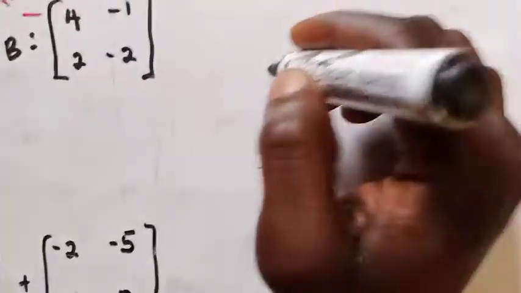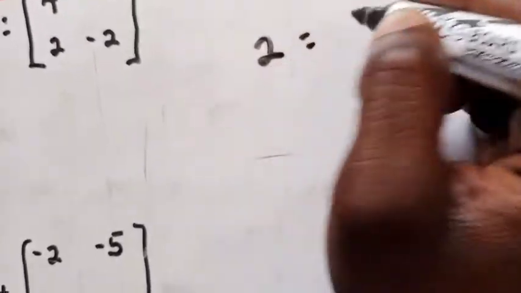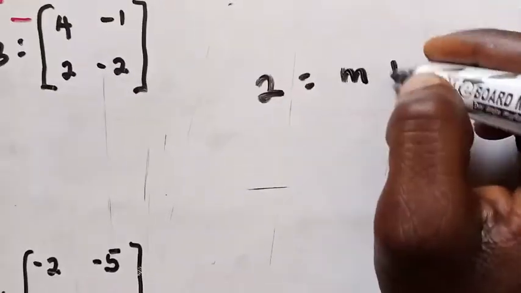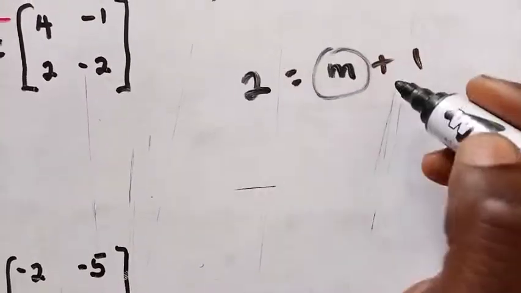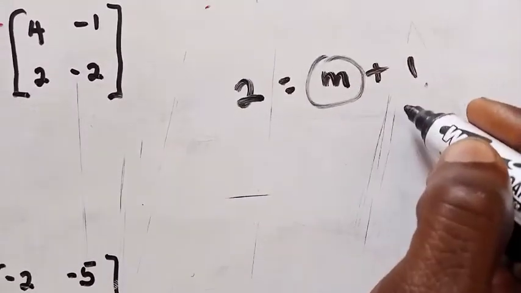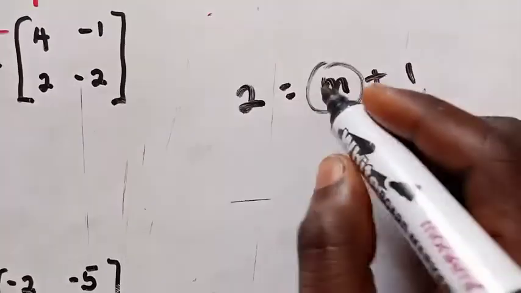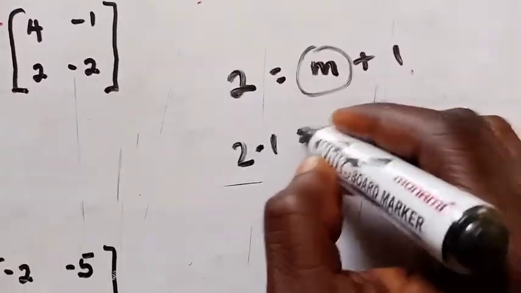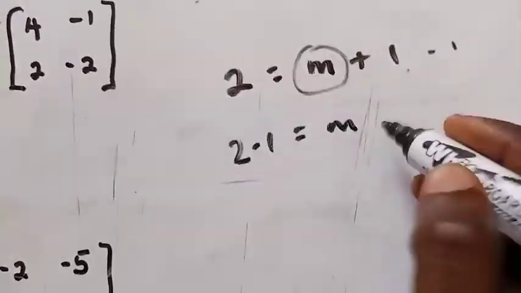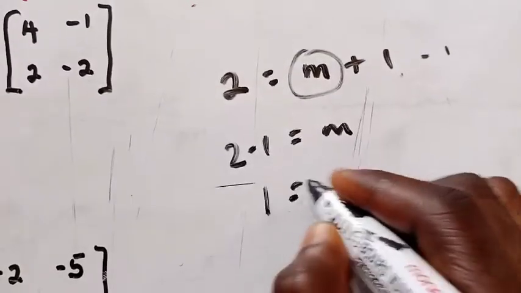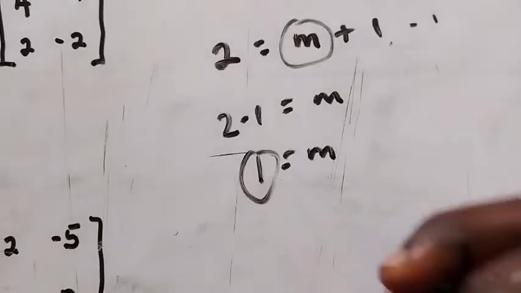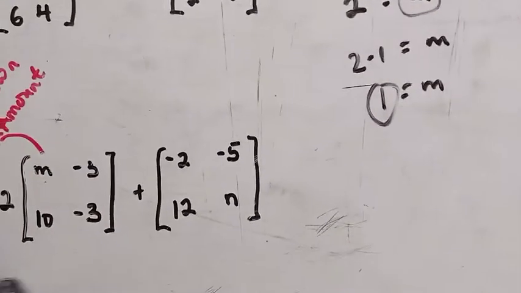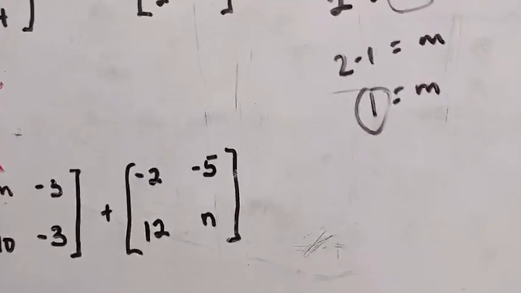This is very simple. If I say 2 is equal to, let's say, m plus 1, this m is missing. So you just need to solve this algebraically, meaning that you subtract 1 from both sides. So 2 minus 1 is equal to m, and then plus 1 minus 1, so this one cancels out. You have 1 equal to m, meaning that our m here is equal to 1. So we are going to use that concept to apply it under this sort of matrix.